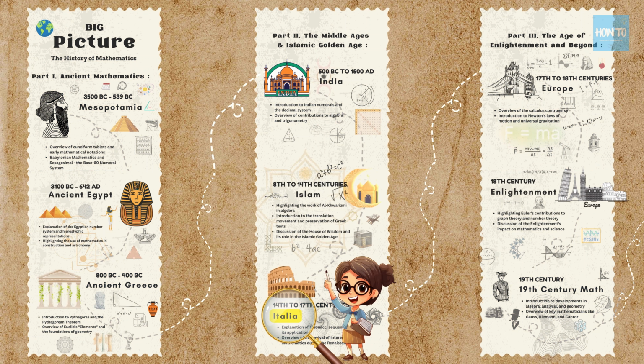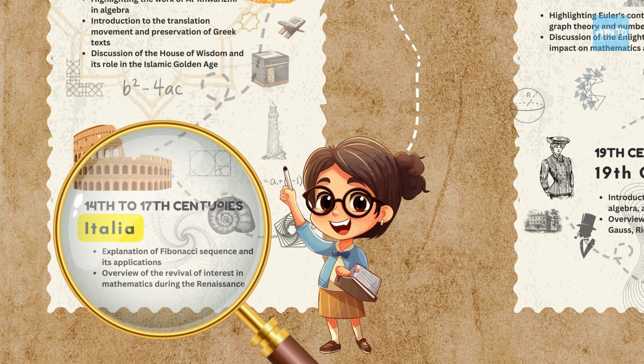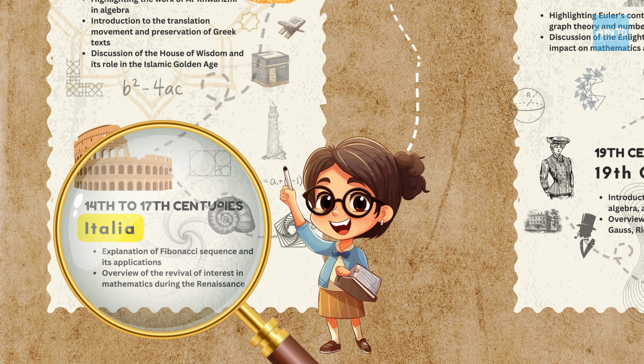Segment 3. Fibonacci and the Italian Renaissance. Fast forward to the Italian Renaissance, where Fibonacci introduces us to his famous sequence. Join us as we unravel the mathematical wonders of the Renaissance. The 2 main topics include 1. Explanation of Fibonacci sequence and its applications. 2. Overview of the revival of interest in mathematics during the Renaissance.